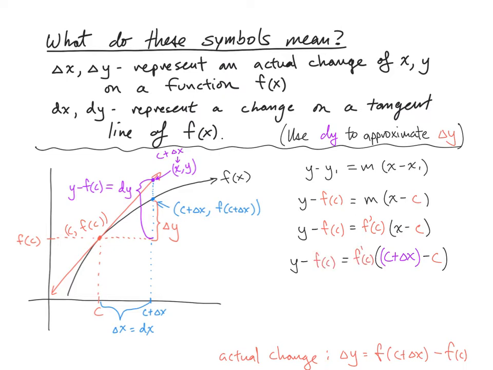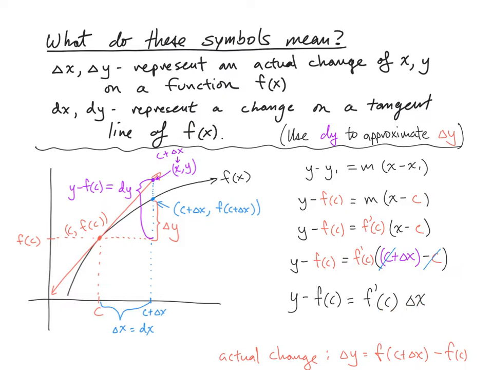So now we have something that is very, very awesome. These c's will reduce away, leaving us with the equation y minus f of c equals f prime of c times delta x. And if you come back over here to the graph, you can see that we already defined dy as y minus f of c, which is exactly what we have here. So y minus f of c, we now just proved, is equal to f prime of c times delta x.